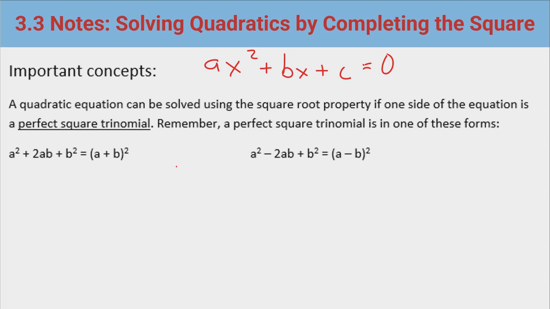So for a perfect square trinomial, be on the lookout when you are factoring for a perfect square in your C term. Okay? If you have a perfect square as your C value, you may be able to factor using that concept of perfect square.